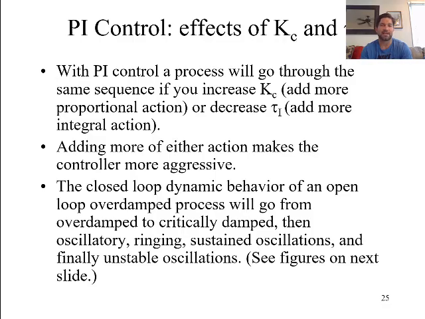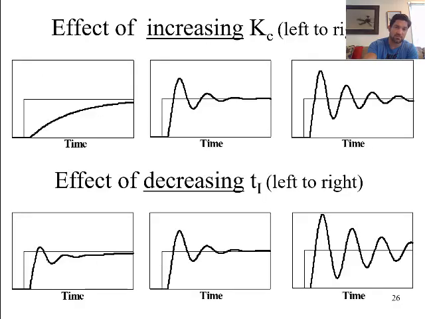both as we increase Kc, it causes the process to go from overdamped to underdamped, which is oscillations, to unstable. And the same thing happens when we decrease tau I. So as we decrease tau I, which is more integral action, it causes the process to do the same thing. So sometimes we might not be able to see or determine if there's too much or too little of one term or the other.